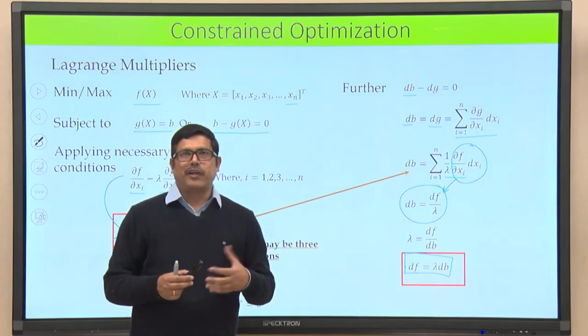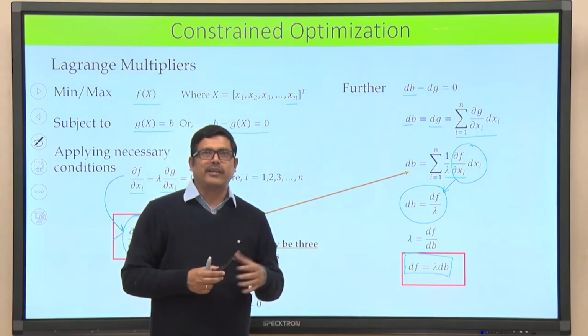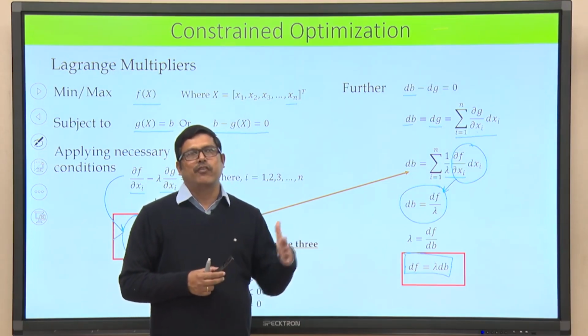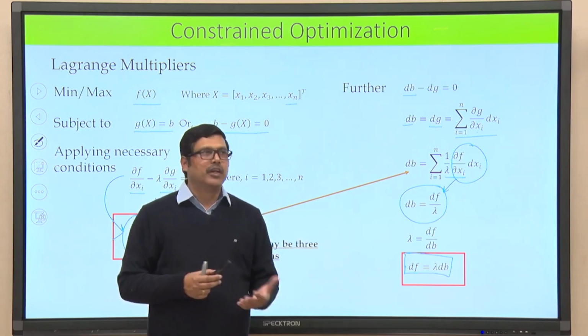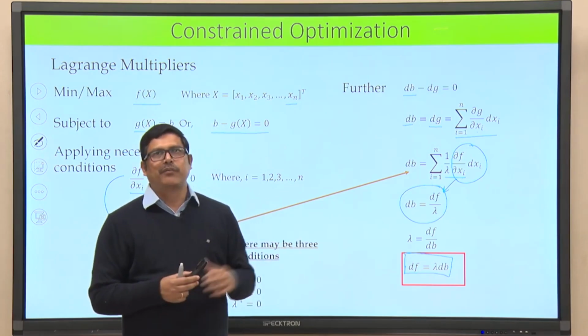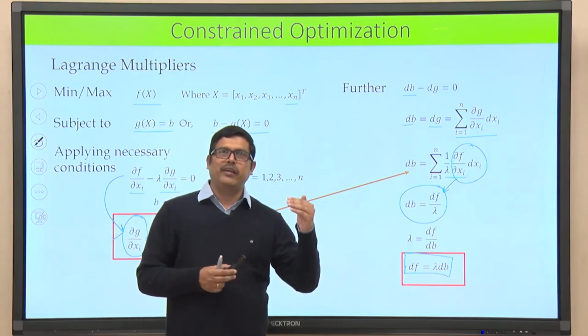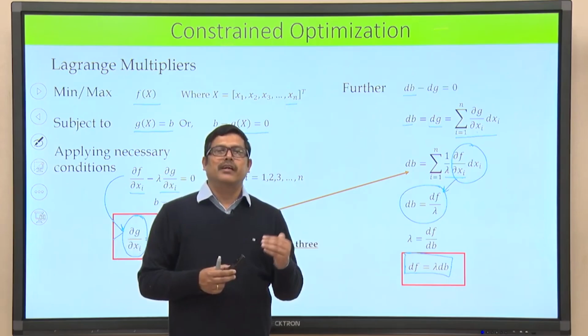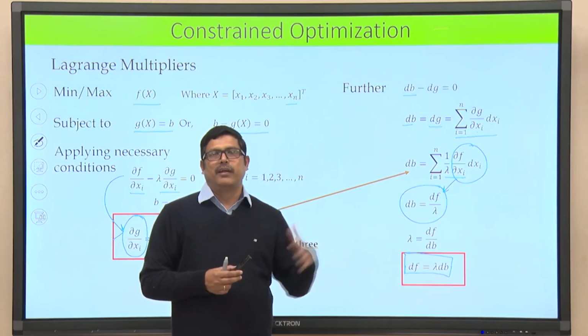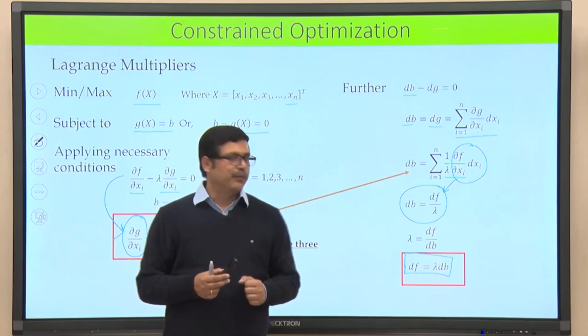If lambda is positive and you are relaxing that constraint, the objective function value will not improve, basically it will increase. So in case of a minimization problem, if lambda is positive and you are tightening the constraint, there will be a marginal improvement in the objective function value.